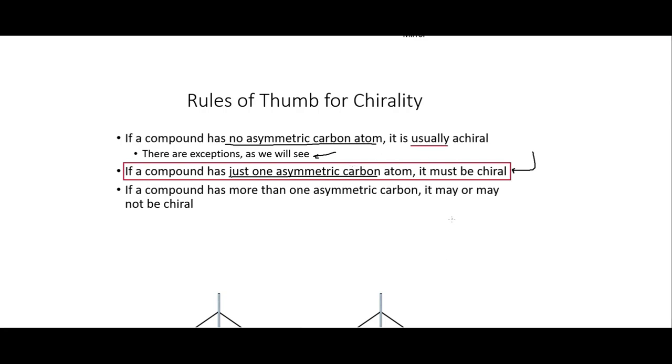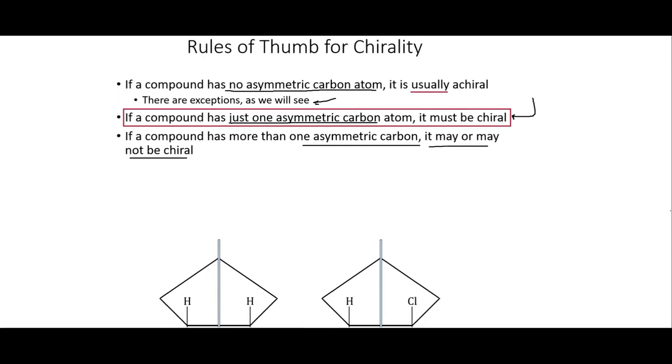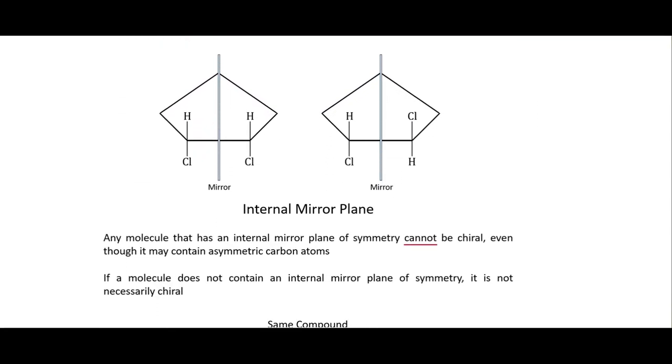If a compound has more than one chiral center or asymmetric carbon, it may or may not be chiral. And so we will explore that quite a bit more in the next couple videos after this one. And if we have an internal mirror plane, so any molecule that has an internal mirror plane of symmetry cannot be chiral, even though it may contain asymmetric carbons. And so we have this one here, which we already kind of saw, but we see this has an internal mirror plane. And so if we reflect this molecule across this, we just get the exact same molecule back.